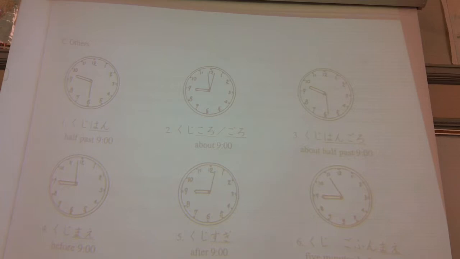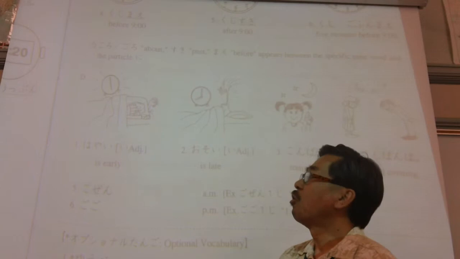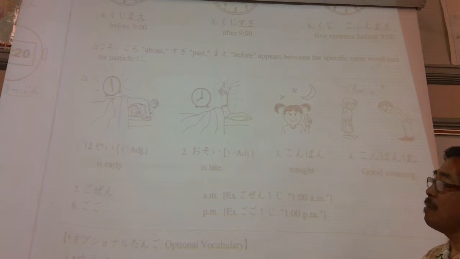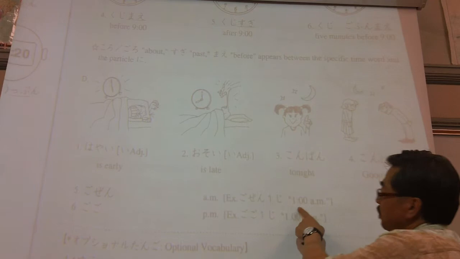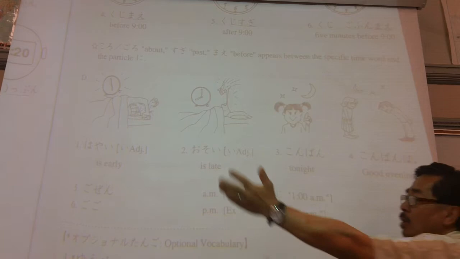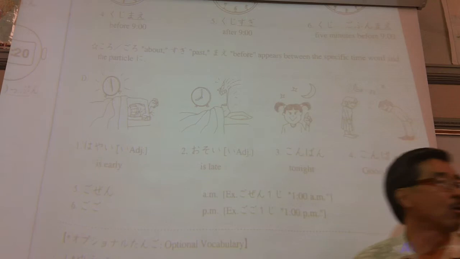Now, gozen. Gozen means AM. Gozen, gogo. So, AM. 午前1時, 1 a.m. 午後1時, 1 p.m. English is AM after that, 1 AM, 1 PM. But Japanese, when you say AM, PM, gozen, ichiji. Gogo, ichiji. There's a pattern. So this is gozen, gogo.